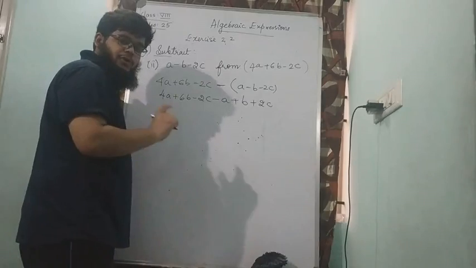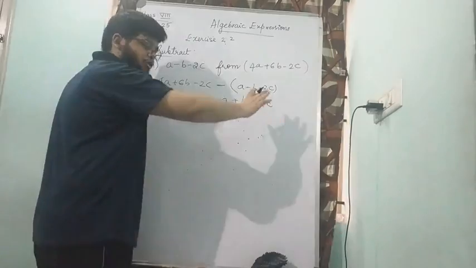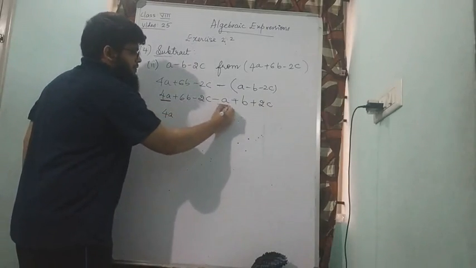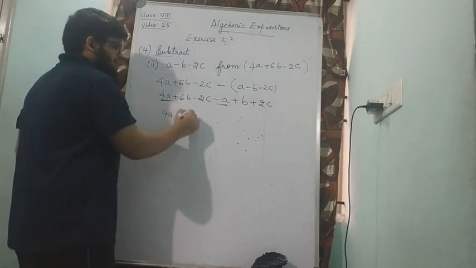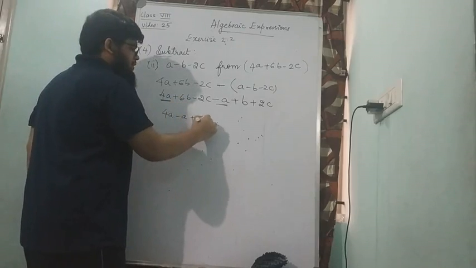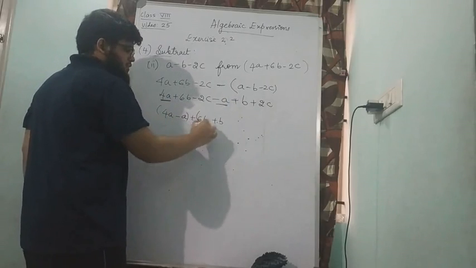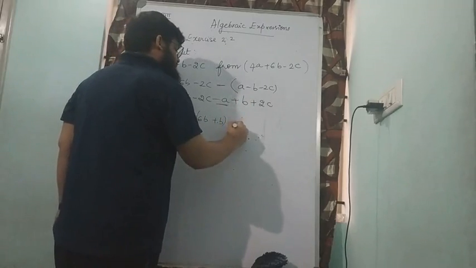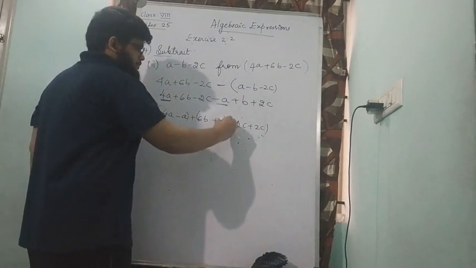Now we can make groups of like terms. That is, all groups of a, all groups of b, and all groups of c. So for a I have 4a, then I have minus a, that's all, 2 terms. Then I will make groups of b, plus 6b and plus b. 2 terms of b, so this is 1, this is 1. Then I will make groups of c, minus 2c plus 2c. Okay, so this is another group.